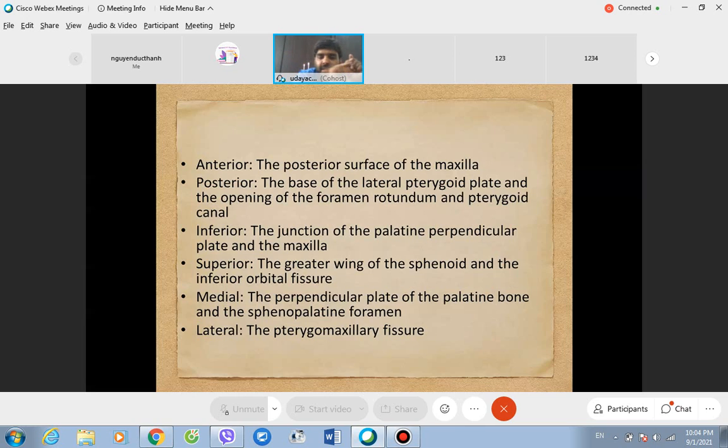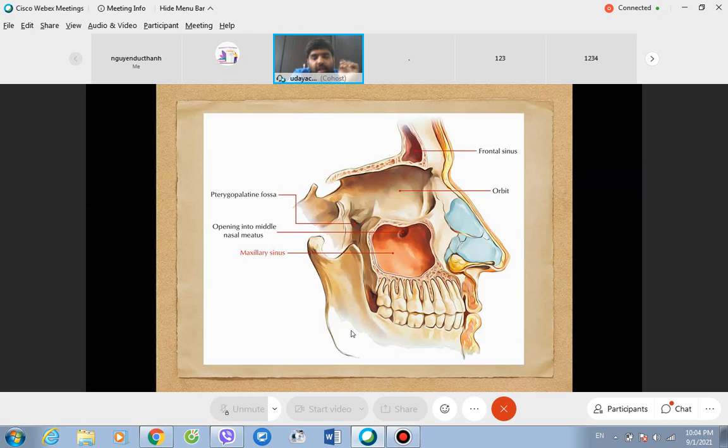This is a chain of communication in a similar manner. See, the medial communication is the sphenopalatine foramen to the nasal cavity. Laterally, the pterygomaxillary fissure. Now we will see in various pictures. This is the maxilla, posterior wall of the maxilla. This is the pterygopalatine fossa. This is the posterior wall of the maxilla anteriorly, and this is the pterygoid plate posteriorly.